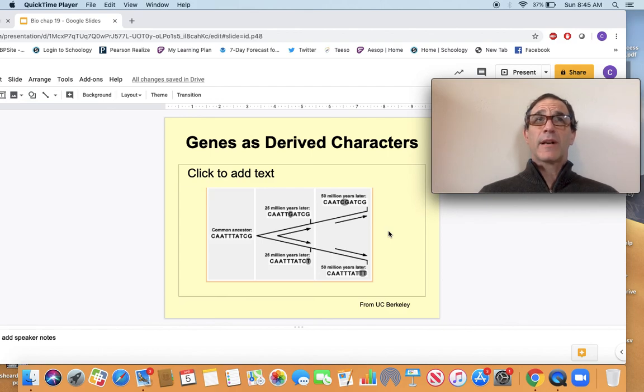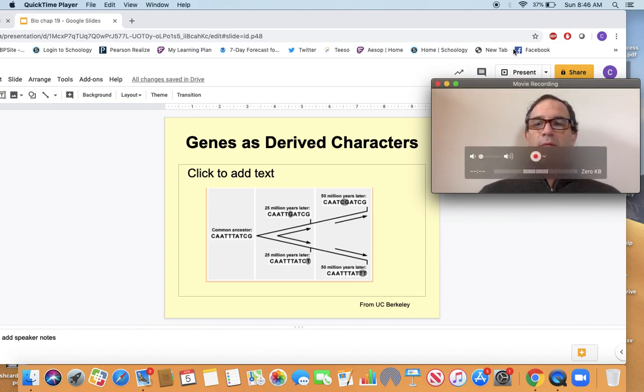So tomorrow I'm going to give you another screencast on how to build a cladogram, and then we're going to do a little practice with it. So I will see you then.